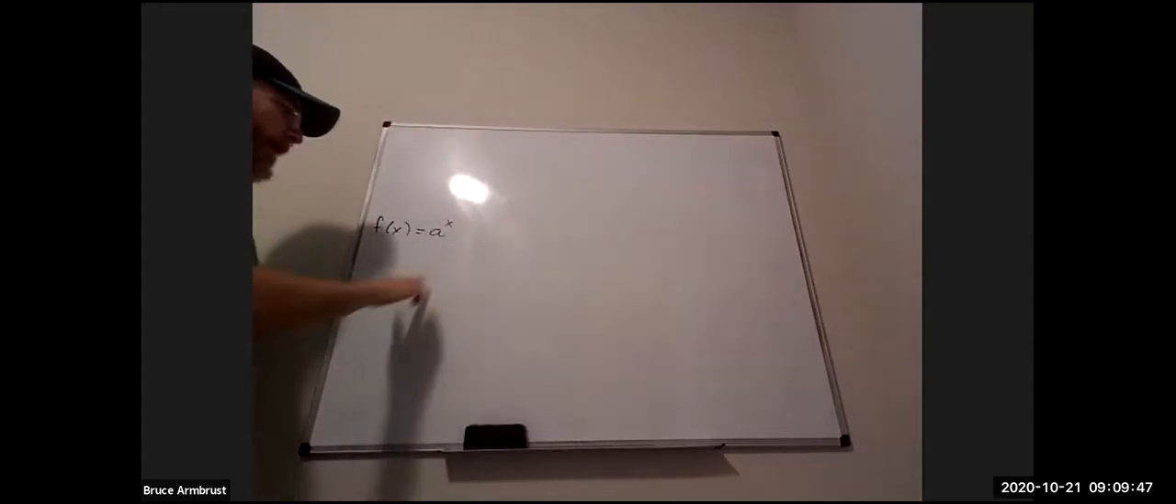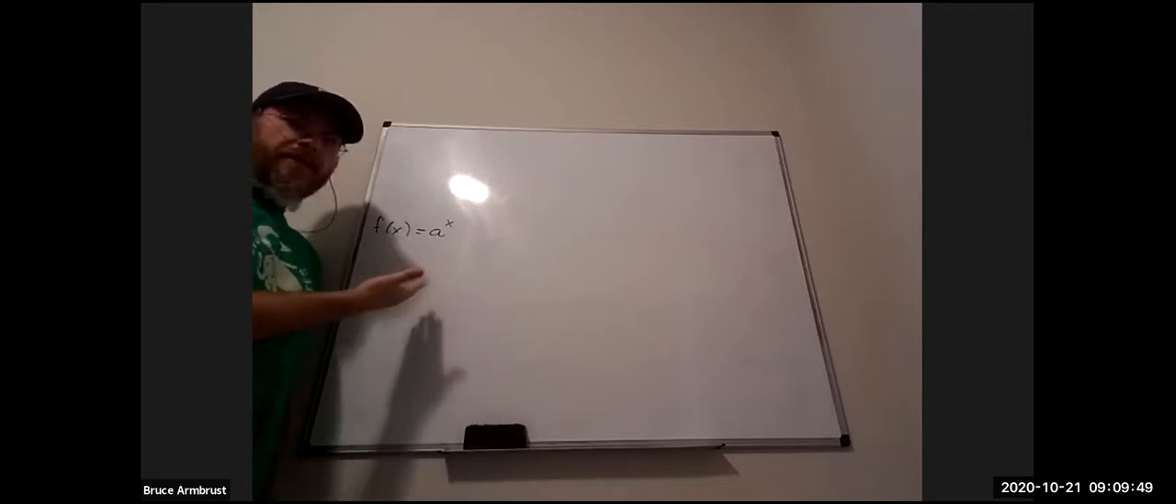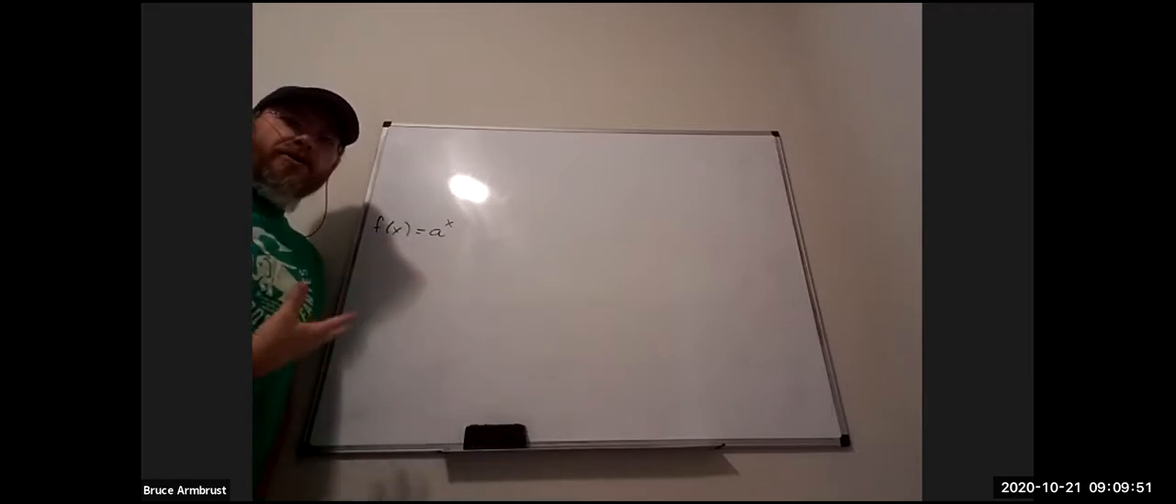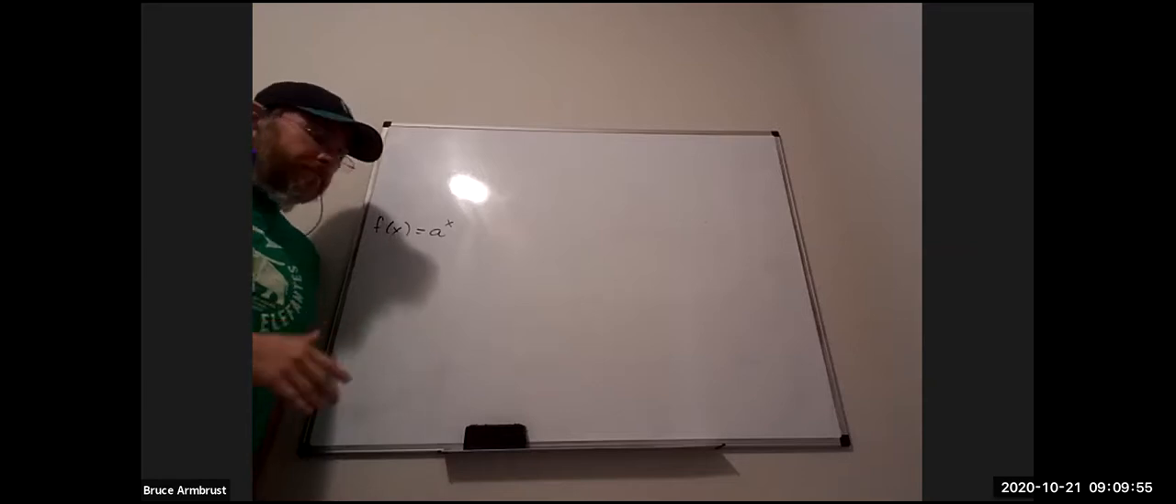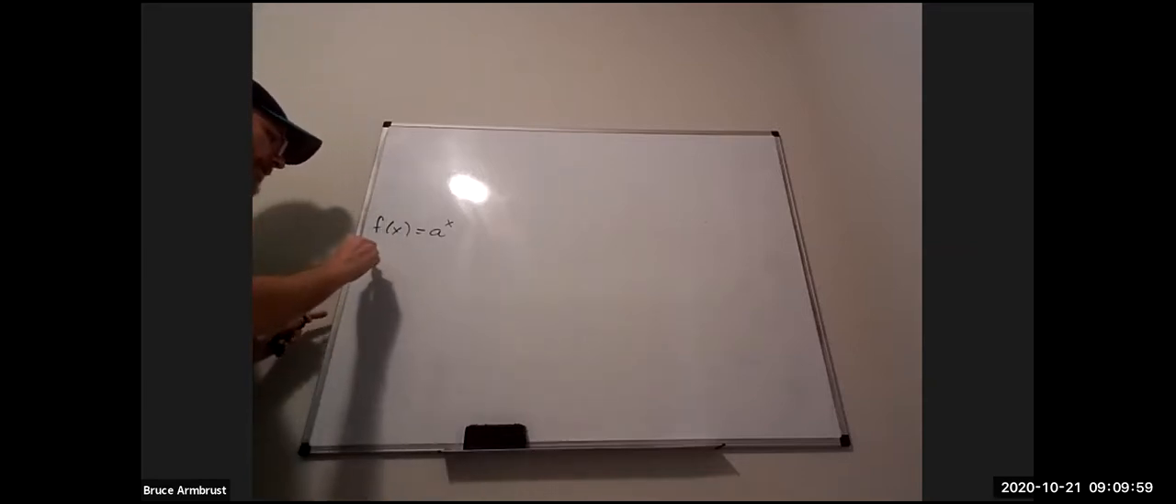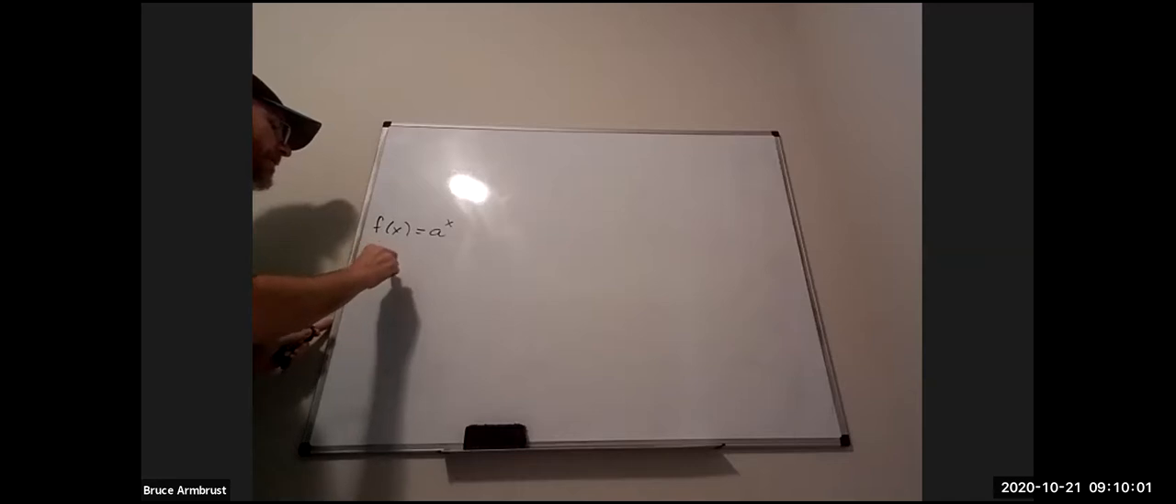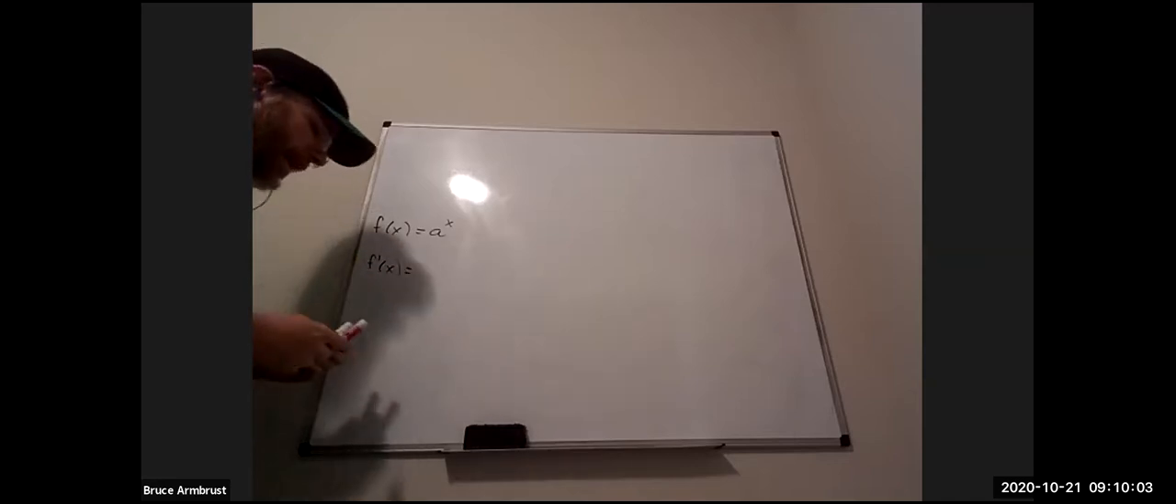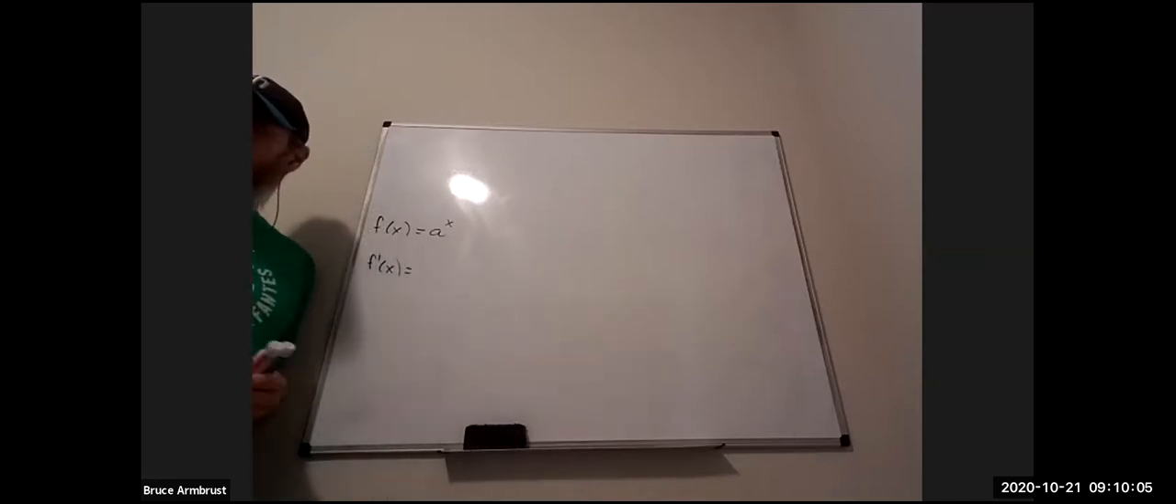All right, so exponential functions, f of x equals a to the x. We just know that a has to be greater than 0 and not equal to 1. But last time we evaluated the derivative. And does anybody remember what it looks like? What the derivative of a to the x is?